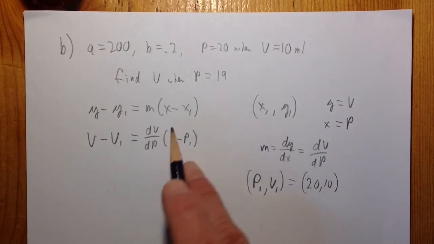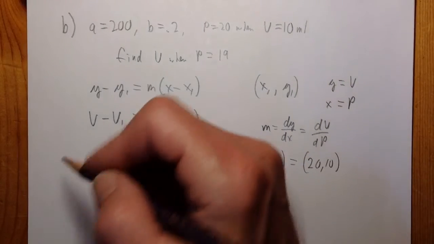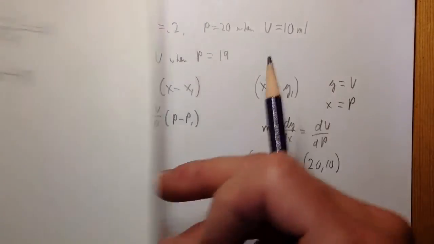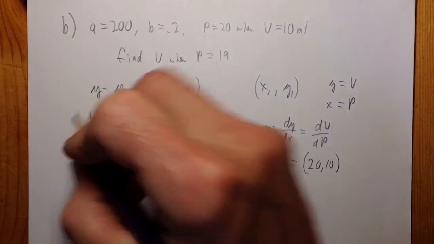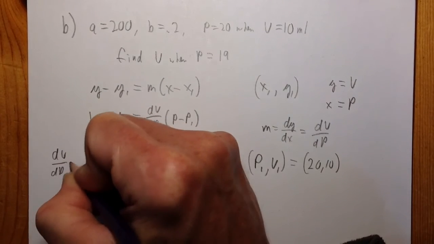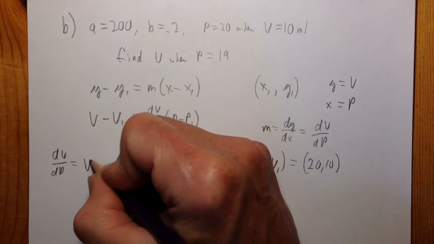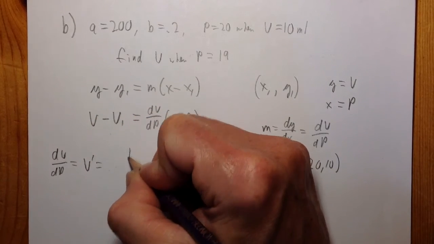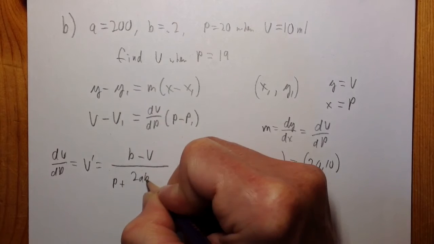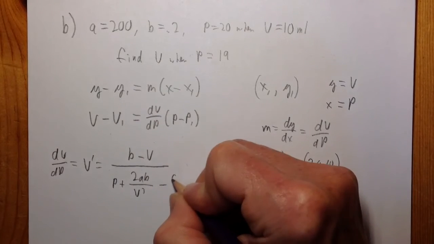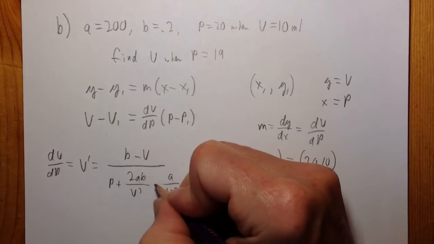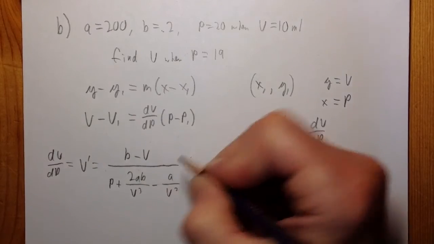So we have to figure out dv/dp with those numbers. That looks like the first trick. We go back to our old formula and figure out what dv/dp is by plugging in all those numbers. So v prime, or dv/dp, our slope, is (b minus v) divided by p, plus 2ab over v cubed, minus a over v squared. That's a minus there, my minus and my fraction combined. And we just plug in all the numbers.